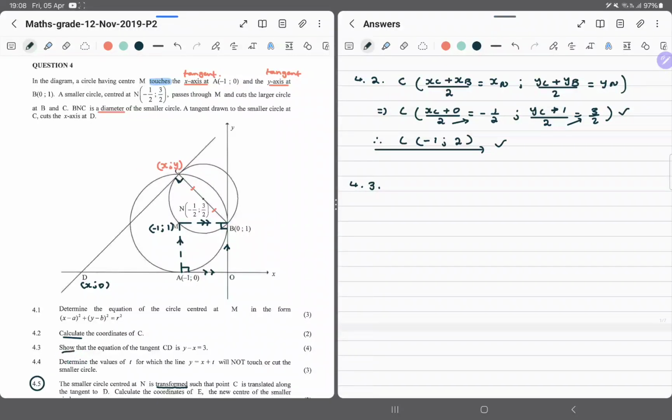4.3 says show. Now a show is more like a calculation. You need to display everything. Show that the equation of the tangent CD is given by y minus x equals 3. Okay, that's a bit of work.